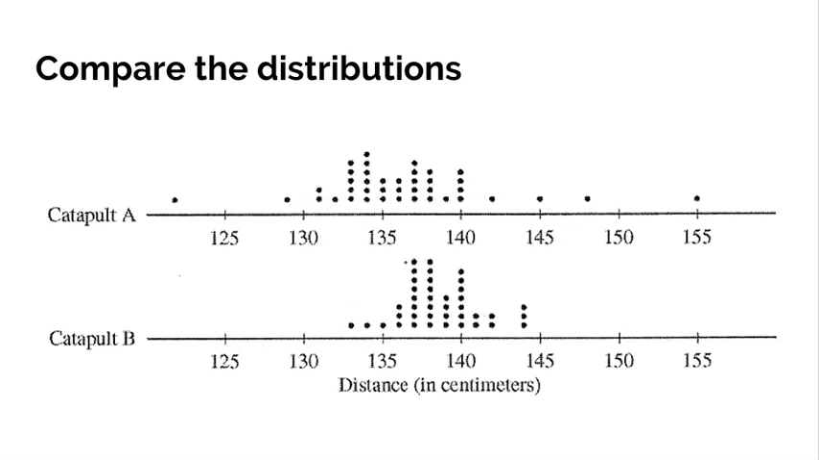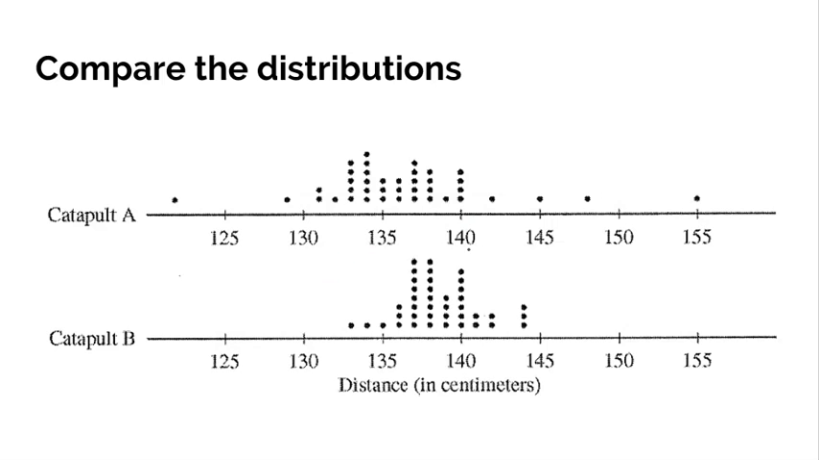So what do I notice here? Well, I notice shape. They both look fairly symmetric, to be honest. Not perfect. Catapult A has a tail on both sides, but they look fairly symmetric. Catapult B doesn't really have a big tail on either side. The left side looks to be a little bit more spread than the right side. But again, it's nothing major that I would say, oh, that's so skewed. It's pretty symmetric. So that's a similarity that they have.